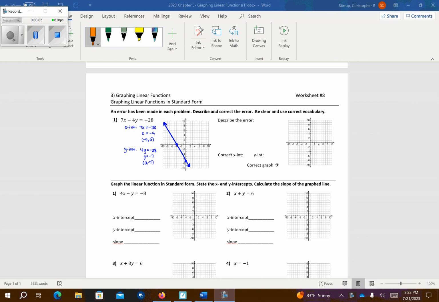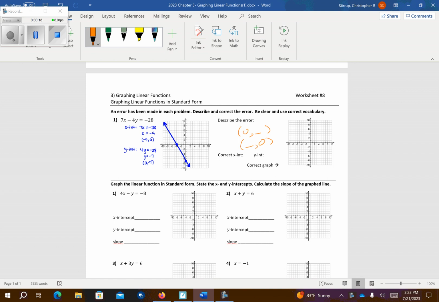ICP Algebra 1. This is Chapter 3, GLF, worksheet number 8. It says describe the error. Okay, let's see. We'll do the cover method first. So we're going to have 0, comma, blank, and blank, comma, 0. And we'll find the intercepts.